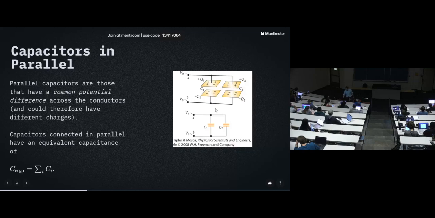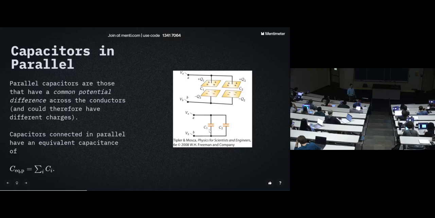So regardless of how I go across from one black line to the other, I get the same voltage drop. For capacitors in parallel, we expect the voltage drop across those capacitors to be uniform. If I go from A to B across one, I go from A to B across the other. 10-volt drop.